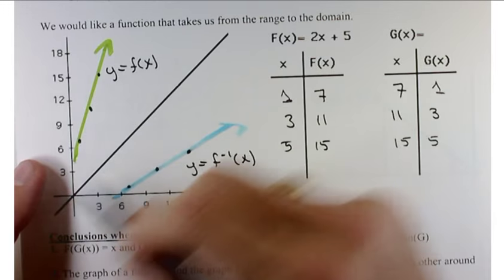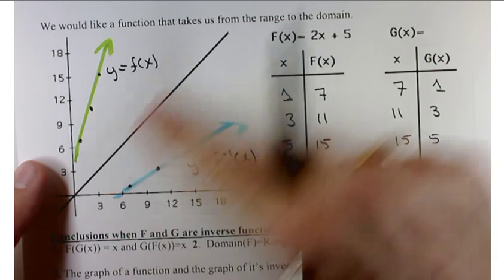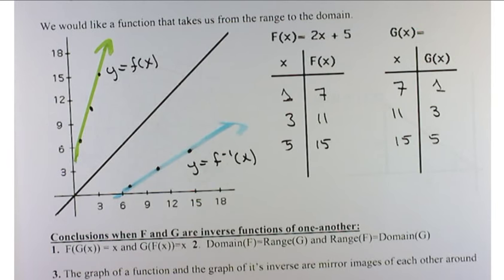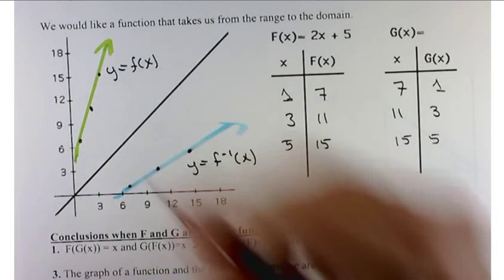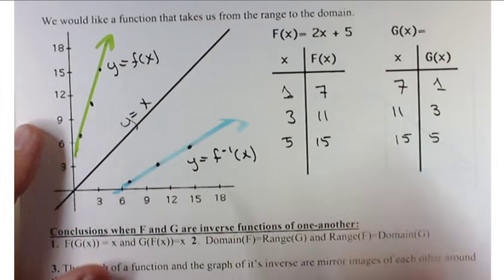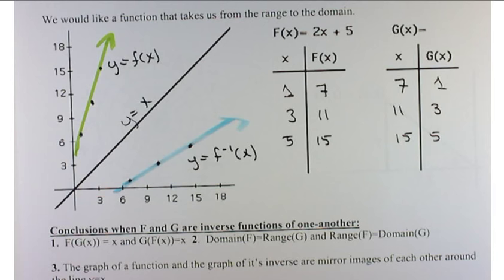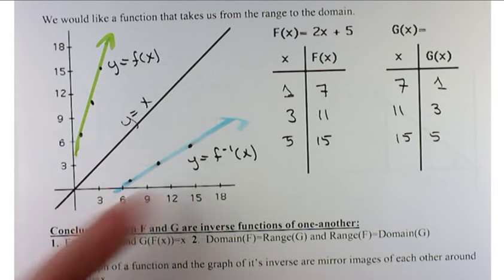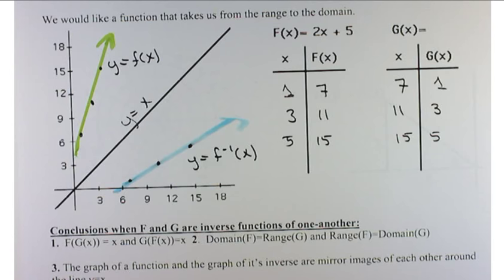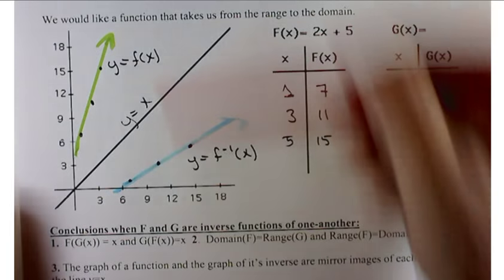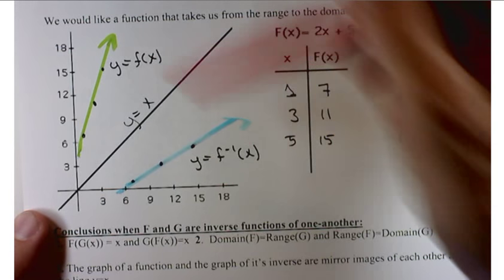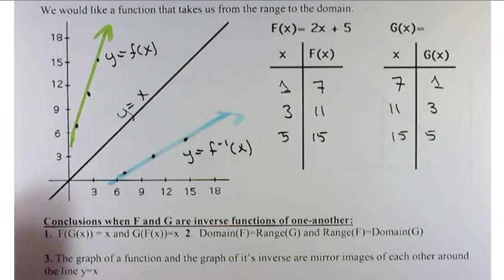By the way, does anyone know the equation of this line here? Y equals x, yeah. It is a special case of y equals mx plus b. It's when m is 1 and b is 0. So this is the line y equals x. Now the reason I point that out is because these two functions are mirror images of each other around that line. And that's something that I'd like you to be comfortable with, is the idea that one is the reflection of the other around this line.